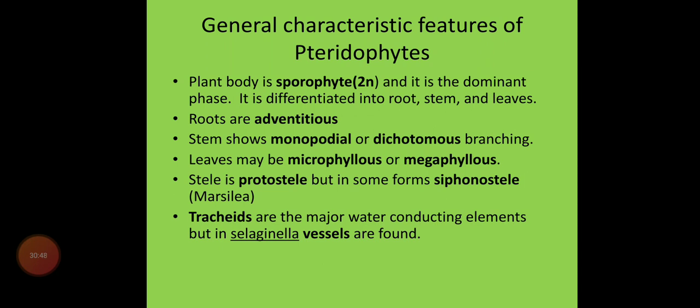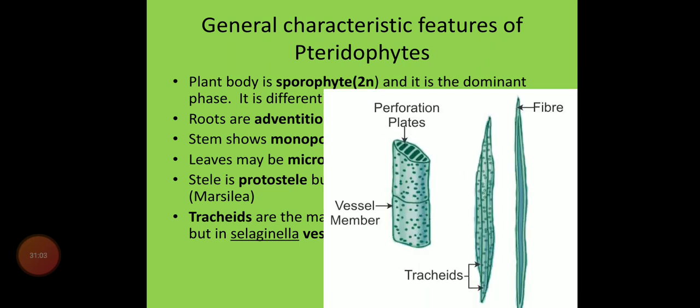The water conducting elements are vessels and tracheids, with some differences among them. Xylem has tracheids and vessels. Tracheids are narrow; see the pictures. These are the tracheids, which have narrow pointed ends. But observe the vessels: they have a broad structure, and the cells are arranged one above the other.